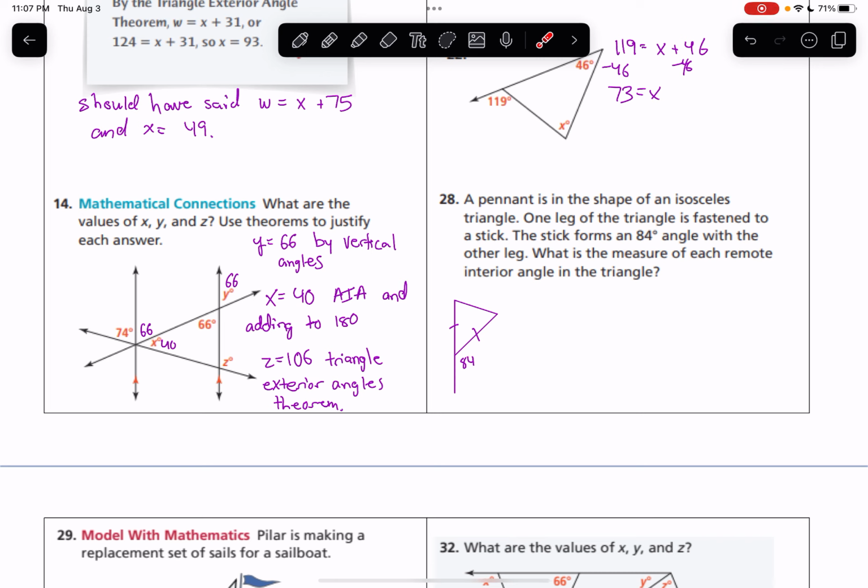So we know those base angles are going to have to be the same thing. And that means that we know that 84 is equal to x plus x. They have to be the same. So really we're just dividing by 2. And we're going to say x equals 42. So each of these two angles right here in the corners are 42 and 42. So that's our answer, is 42 and 42.